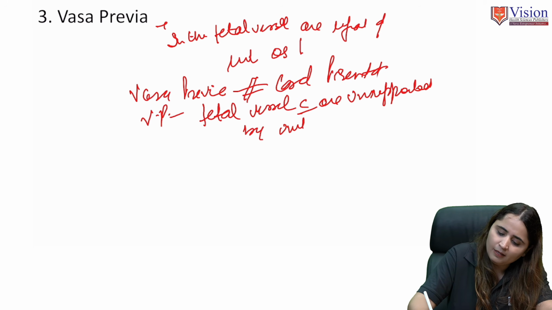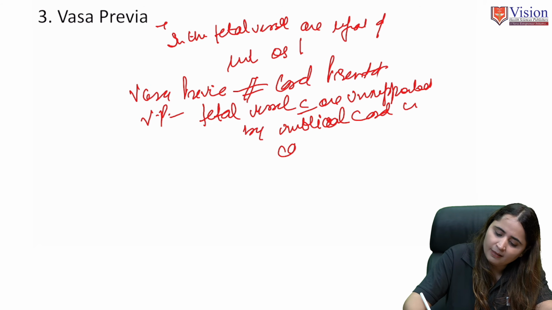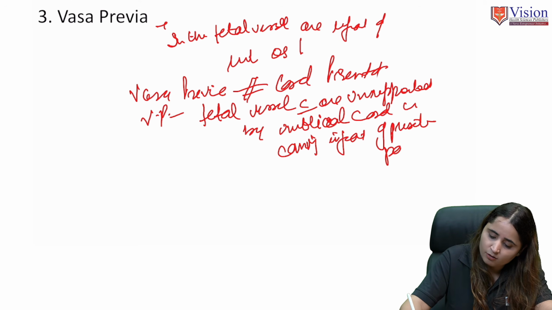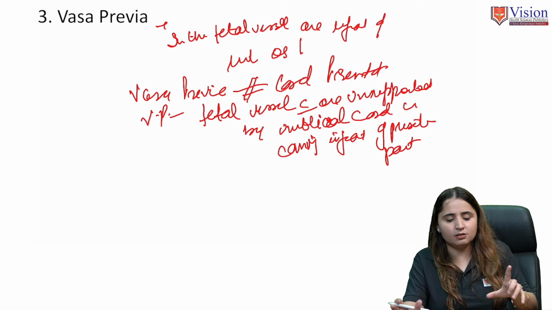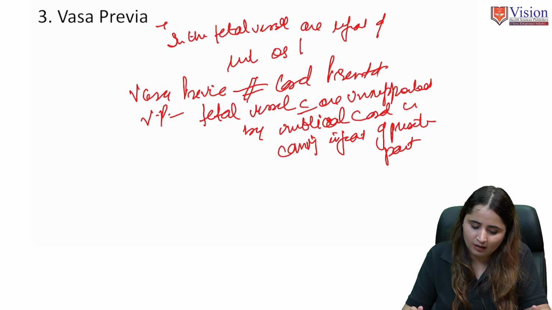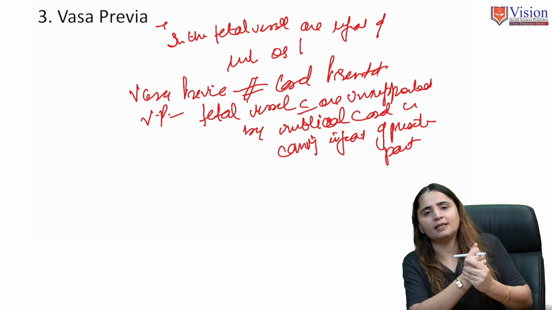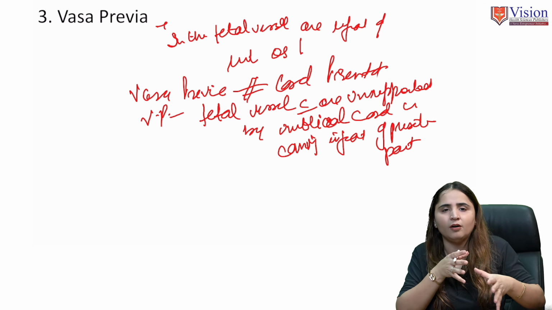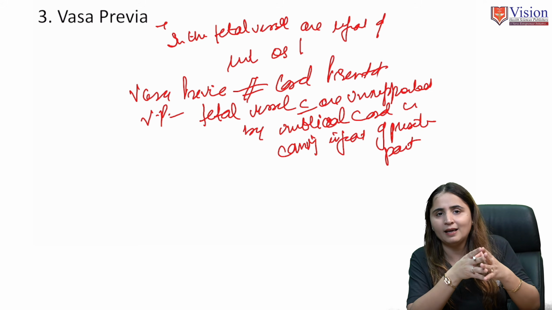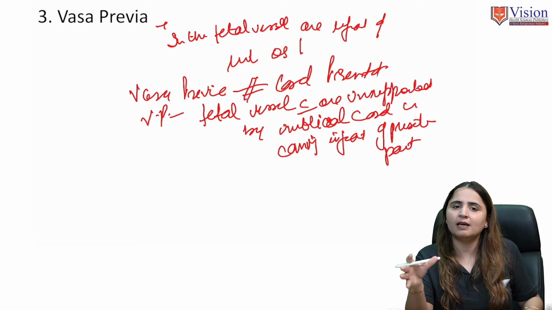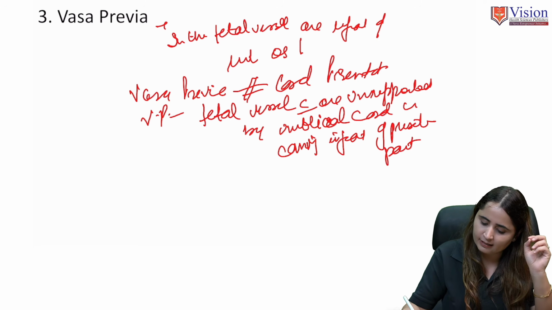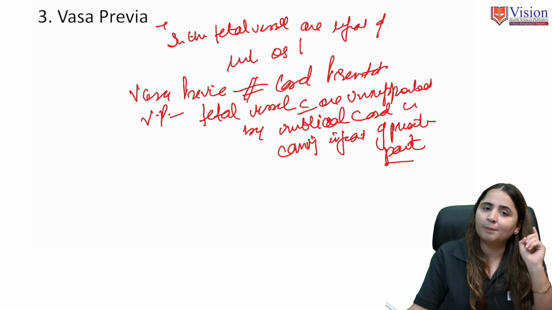In vasa previa, the fetal vessels which are unsupported by the umbilical cord are coming in front of the presenting part. So there is a difference. It is not synonymous with cord presentation. The vessels which are not supported by the umbilical cord come in front of the presenting part, and that is called vasa previa.